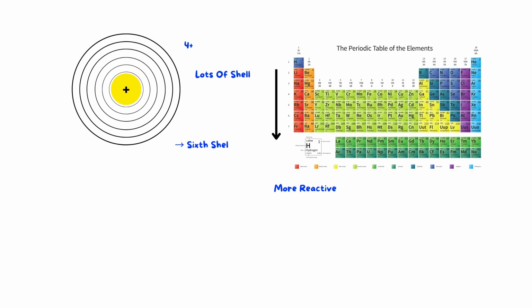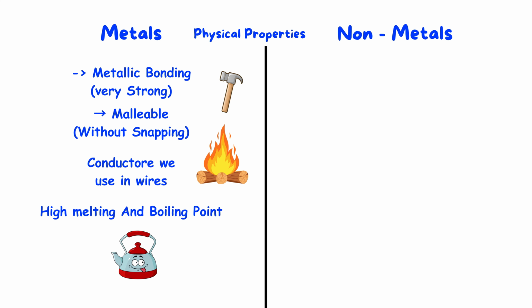Now that we understand how metals and nonmetals differ in their electron configurations, let's take a look at how these differences affect their physical properties. First of all, metals exhibit a type of bonding known as metallic bonding. This is a special kind of bond that is unique to metals and is responsible for many of their well-known physical characteristics. While we'll explore metallic bonding in detail in another video, for now just remember that these bonds are very strong.